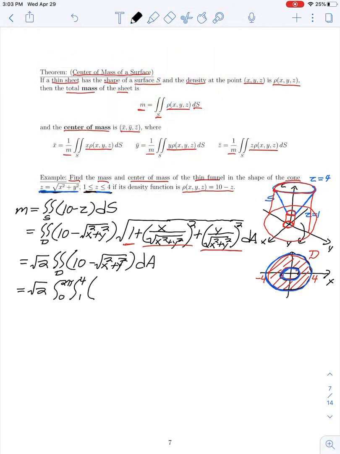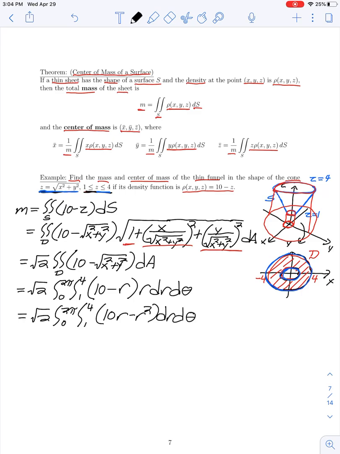Now, changing our integrand to polar coordinates, we have 10 minus the square root of x squared plus y squared, which would be r, times the differential of area using polar coordinates, r dr d theta. So we have the square root of 2 times the integral from 0 to 2 pi, integral from 1 to 4 of, if we distribute our r, 10r minus r squared dr d theta.